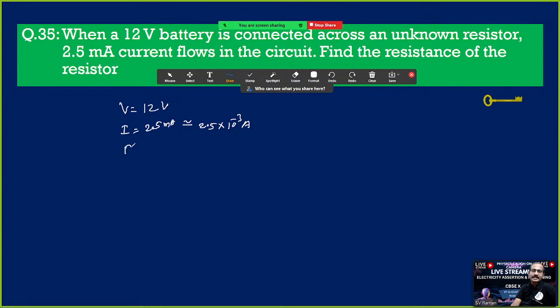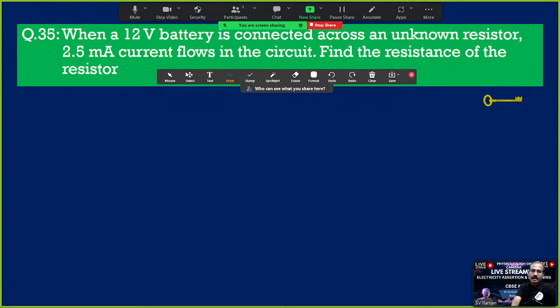Find the resistance, how much? As you know, V is equal to IR, R is equal to V by I, which is 12 volts by 2.5 into 10 power of minus 3, which is 12 by 2.5 into 10 cube. If the numerical is very difficult to solve, just write the unit, ohms. Clear?